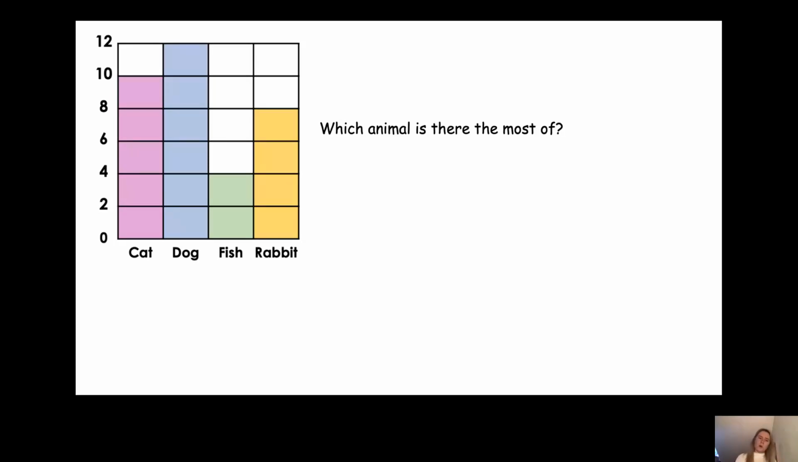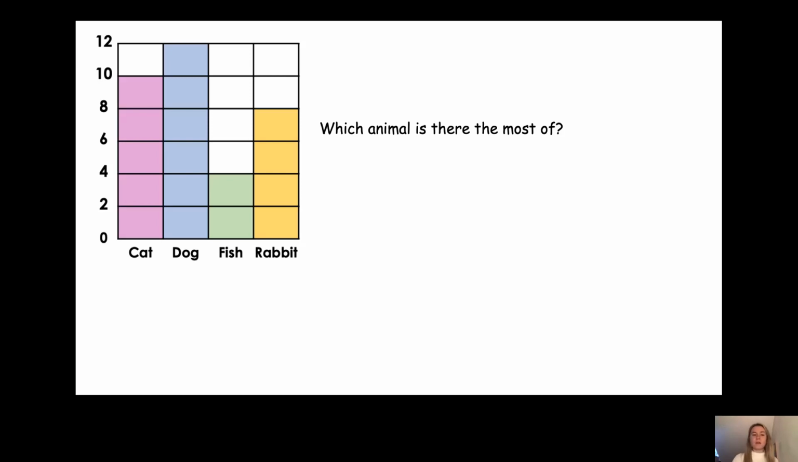Now, what do you notice about the y-axis, which is the vertical line going upwards? Yes, you're right. It's going up in steps of 2, isn't it? So therefore, each of our blocks represents 2 animals. Okay, so before we start interpreting this block diagram, we are going to work out how many of each animal there is. Okay, so let's have a look at cat.